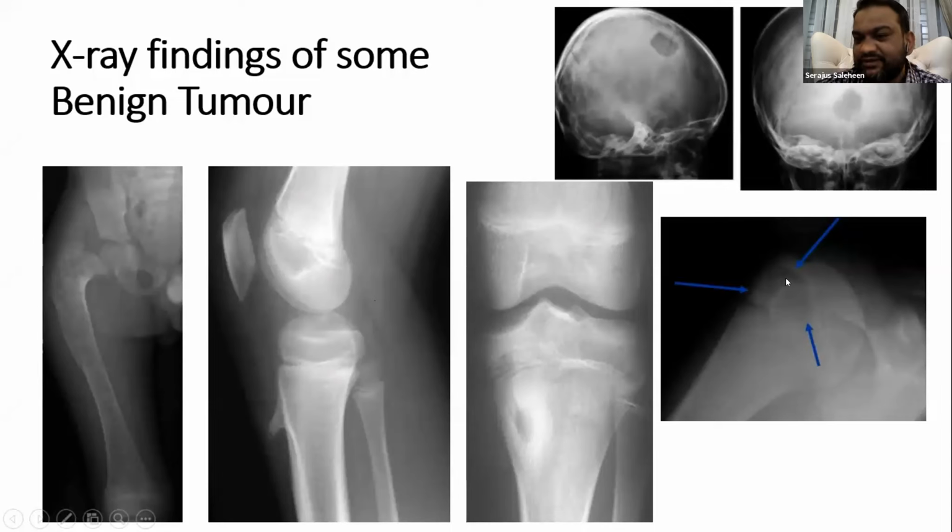And this is the X-ray of chondroblastoma. It is also common in children. It is an osteolytic lesion in the epiphyseal region.